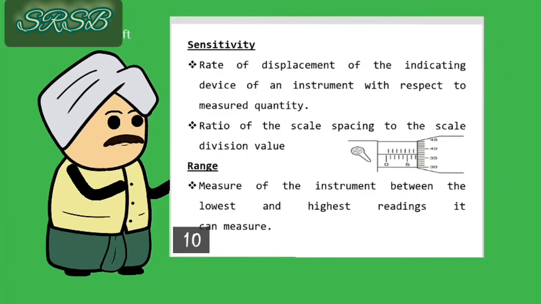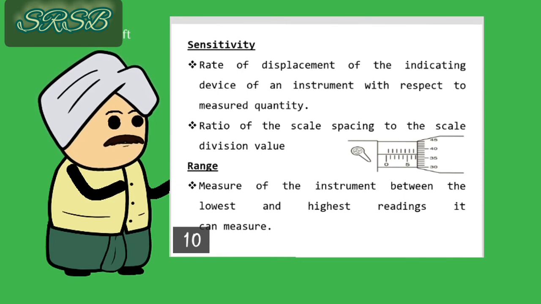Sensitivity is defined as the rate of displacement of the indicating device of an instrument with respect to the measured quantity. It depends on how the instrument performs during the process. Sensitivity is the ratio of the scale spacing to the scale division value.